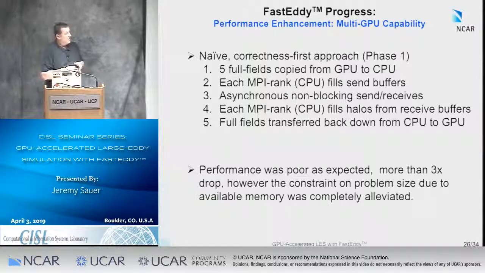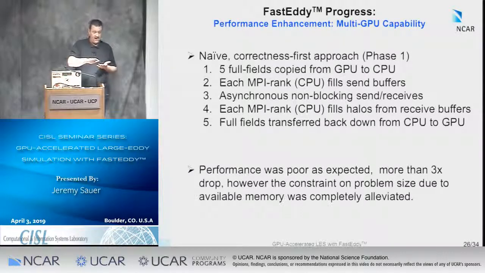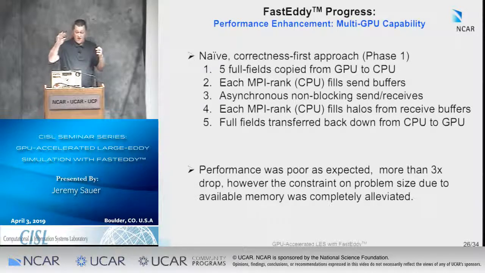The way we did that was initially a really naive, correctness-first approach. We would take all 5 of our prognostic fields in FastEddy and send them from the device, the GPU, up to the CPU. That costs time and it's data movement. Then each MPI rank, each CPU, would fill some send buffers, perform standard MPI asynchronous non-blocking sends and receives to do a halo exchange, and then the receiving CPUs would send back down to the GPUs so that they could fill their halo cells and then take the next time step.